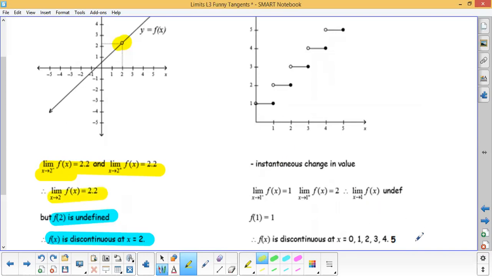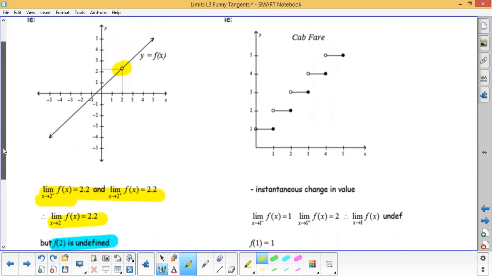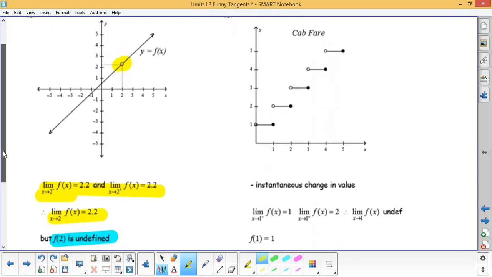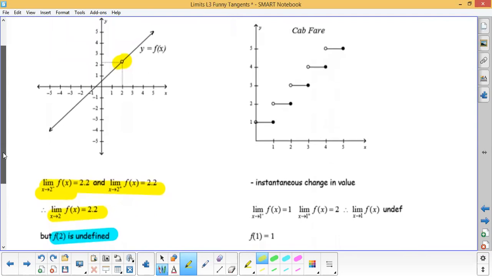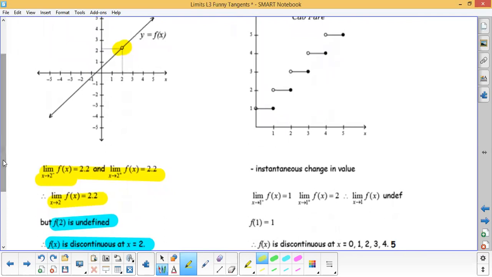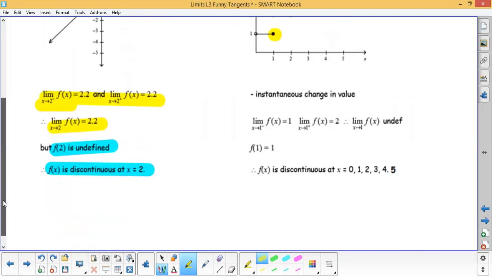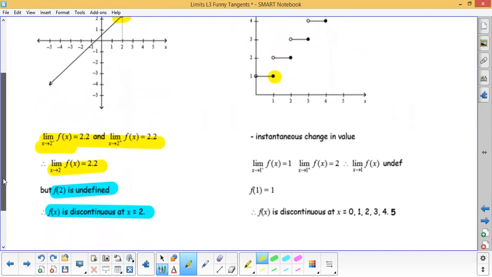Now, this is different from the example on the right, which is an example of an instantaneous change in value. Here we have different values because of all those jump discontinuities. So even though the function is defined at, for example, f of 1, it is discontinuous for so many other values. And the limit, nothing is approaching from the left or the right.